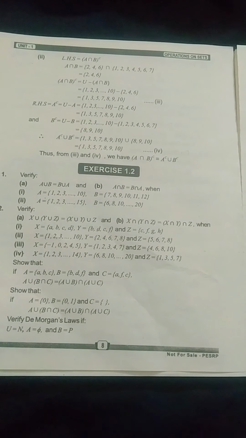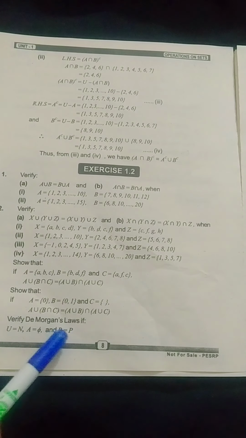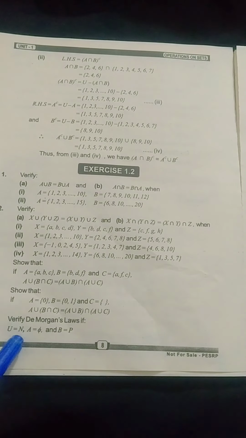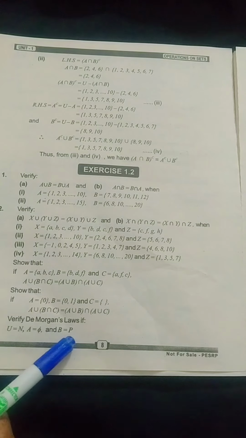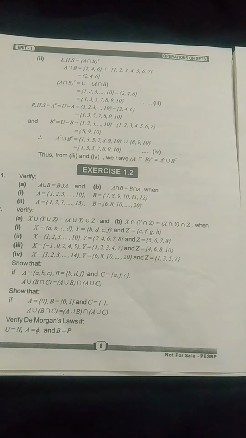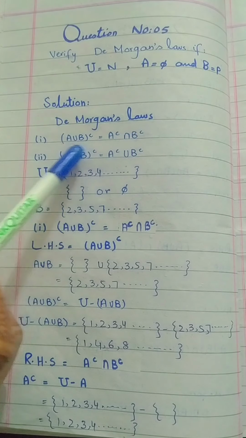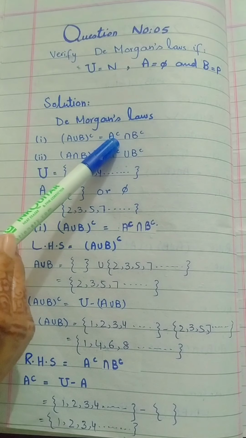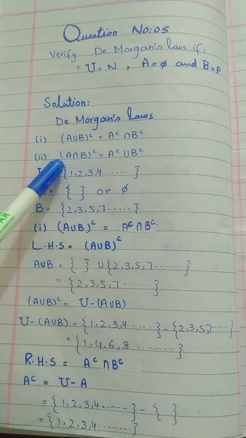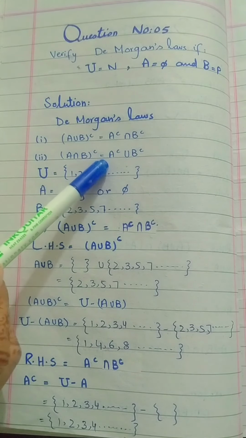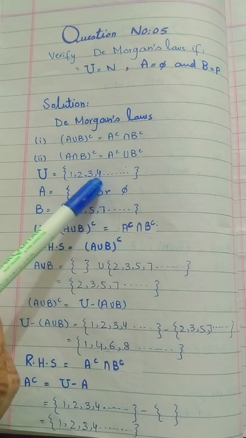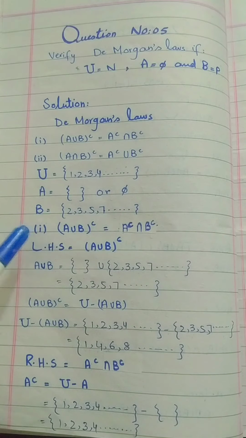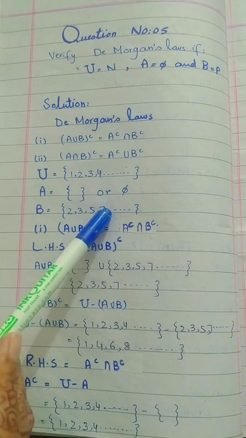Exercise 1.2, question number 5. Verify De Morgan's law. U is equal to natural numbers, A equals the empty set, and B equals prime numbers. De Morgan's laws: (A union B) complement equals A complement intersection B complement, and (A intersection B) complement equals A complement union B complement. U is the set of natural numbers, A is an empty set, B is the set of prime numbers.